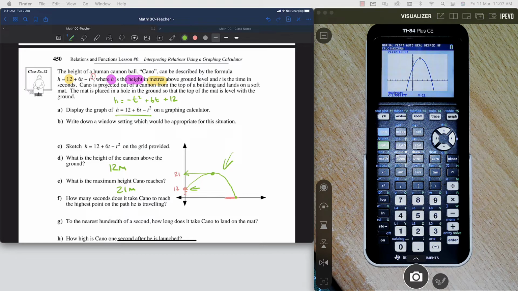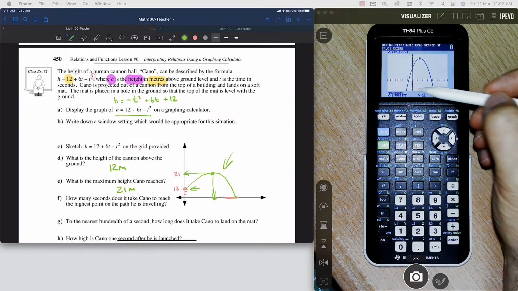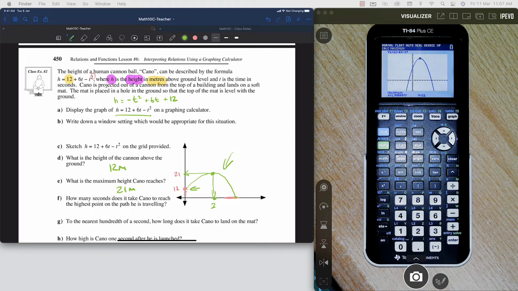How many seconds does it take the cannonball to reach the highest point? Well, that's going to be in the time right down here, and you can see that that is going to be basically 3 seconds. Okay, so that was 3 seconds. I just want to make sure that T is time in seconds. So you always want to double check, make sure that that's correct. So T is time in seconds.